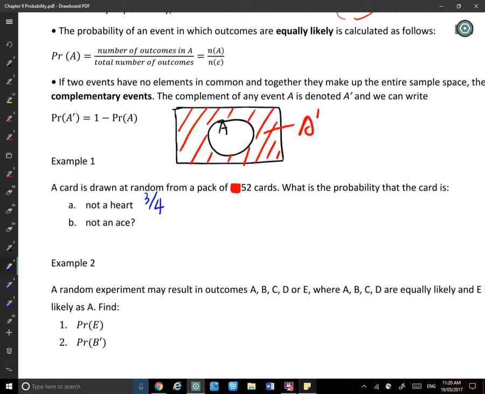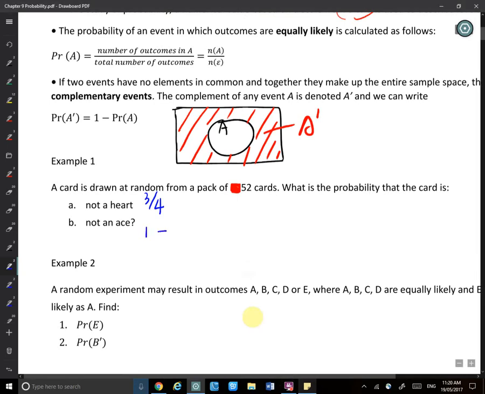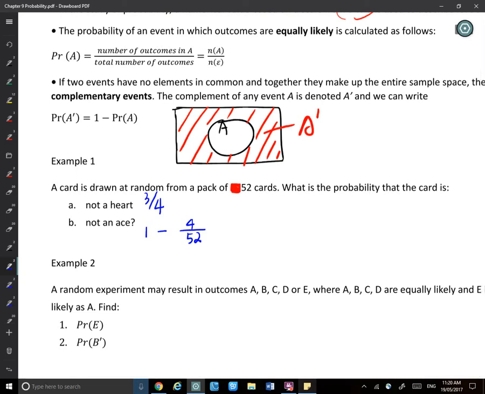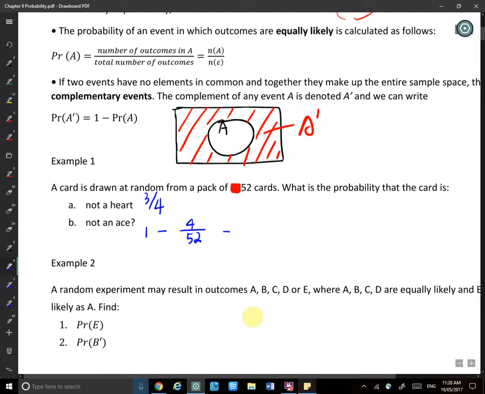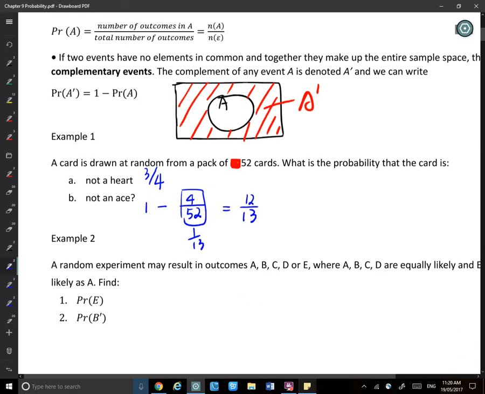Not an ace. So 1 minus 4/52. You have 4 aces. There are 52 cards in total. That's the probability I can get an ace, but 1 minus that will be the probability I can't get an ace. So that will be 12/13 if you simplify that. That's 1/13 for an ace, and then 12/13 for not an ace.